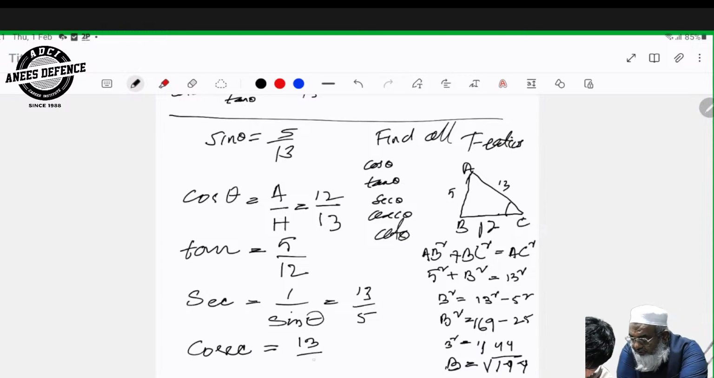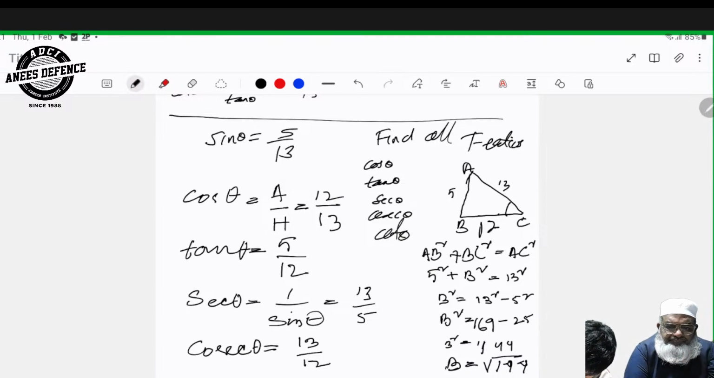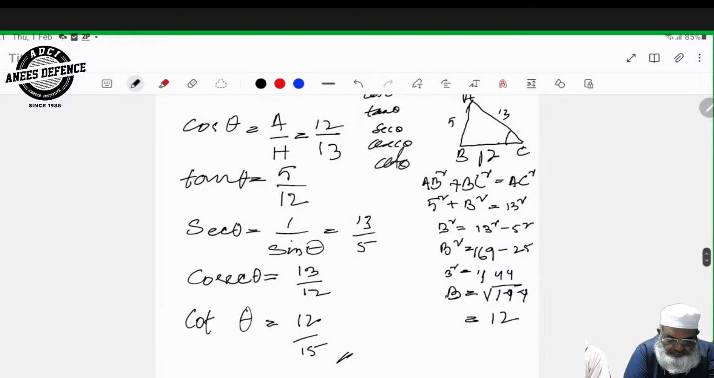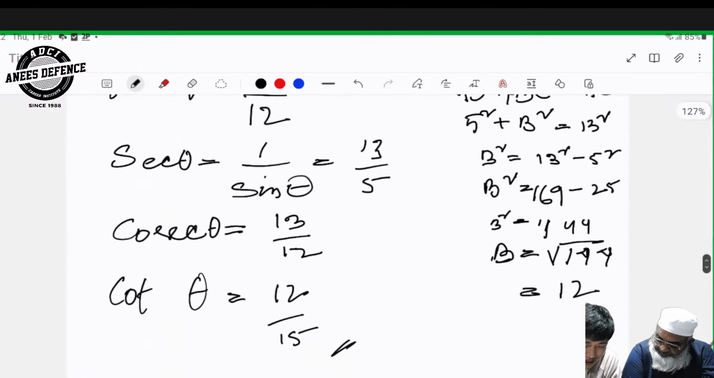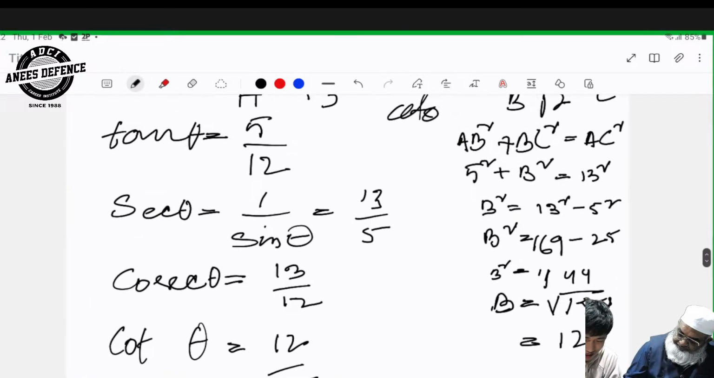Right, cosec theta. Don't miss out the theta here. Theta, right? Theta here. By 13, not 15. 12 by 5. Okay.